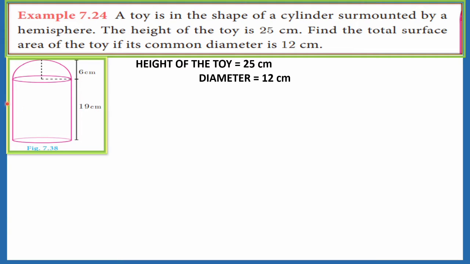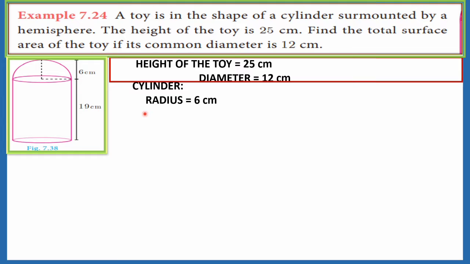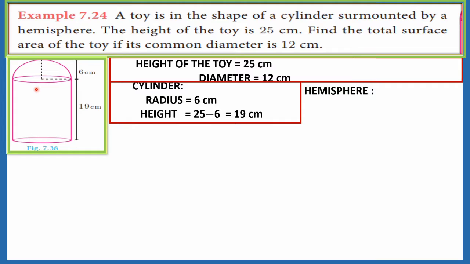The toy is the combination of a cylinder and a hemisphere. So first write the measurements of the cylinder. Radius 6 centimeter. But what's the height of the cylinder? Total height is given. We have to subtract the radius. So height equal to 25 minus 6 equal to 19 centimeter. Then hemisphere radius 6 centimeter. In a combined solid, the radius is the same for both the shapes.